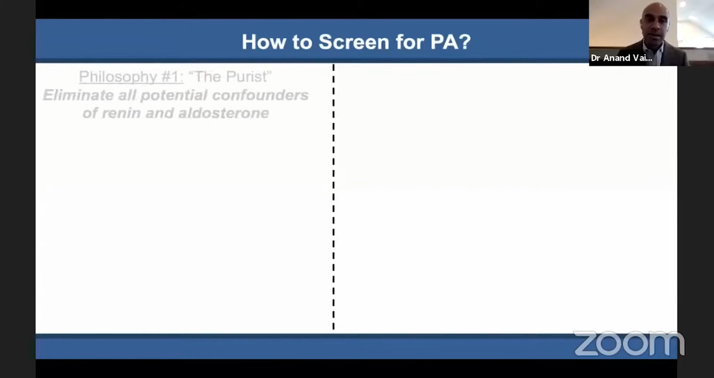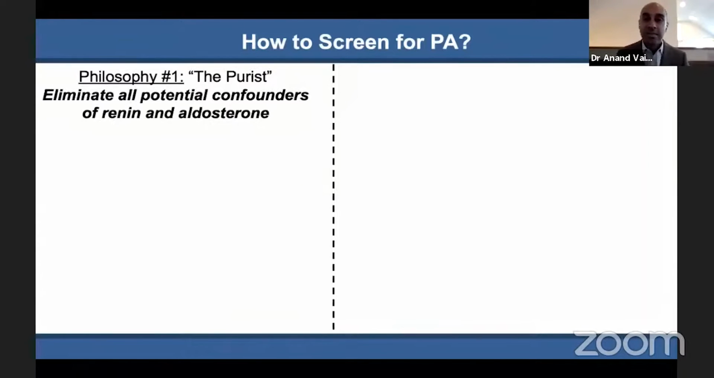So I'm going to present both, and you can use whichever philosophical approach or intermediate that you think is best for you. Philosophy one is the purist approach. Okay, and the purist approach is to eliminate all potential confounders of renin and aldosterone. And this is the approach that is generally recommended by most guidelines, although I think this is going to change, and is practiced in many parts of the world.